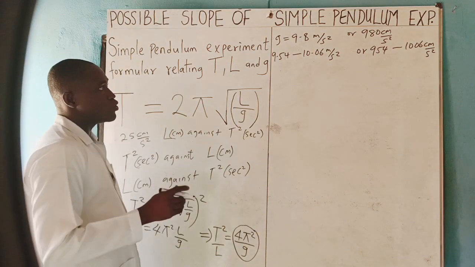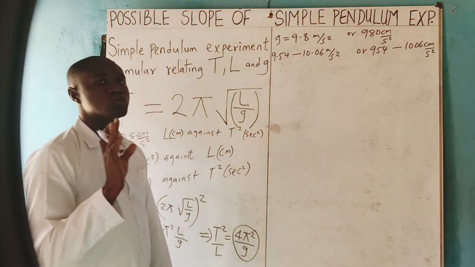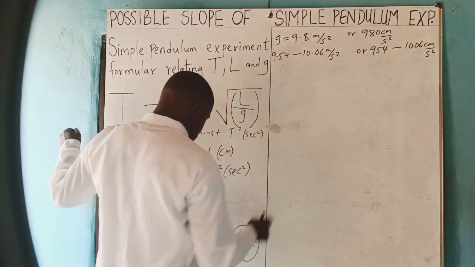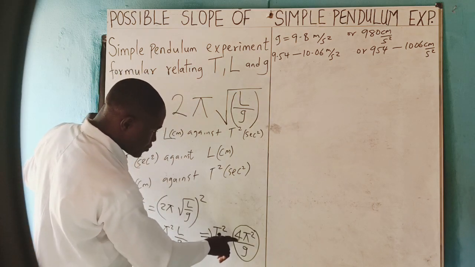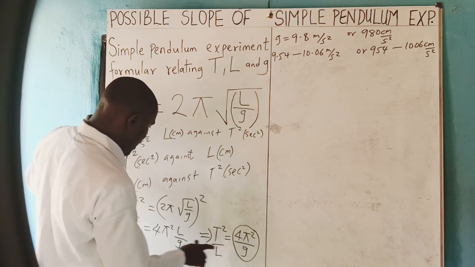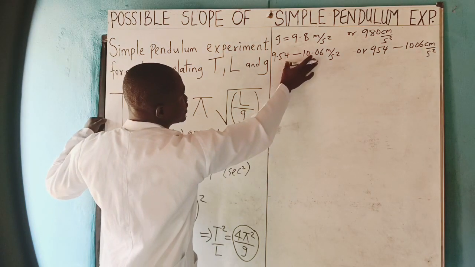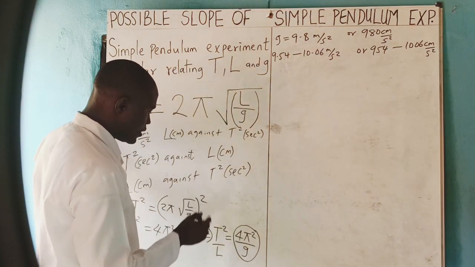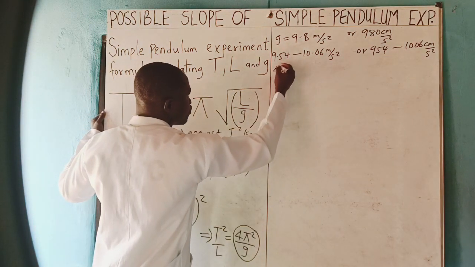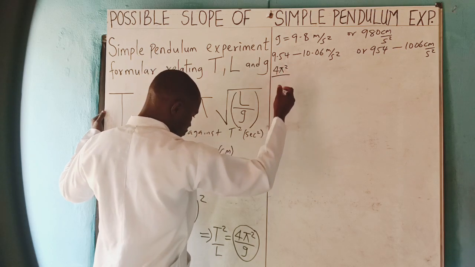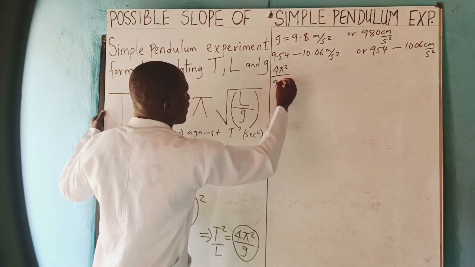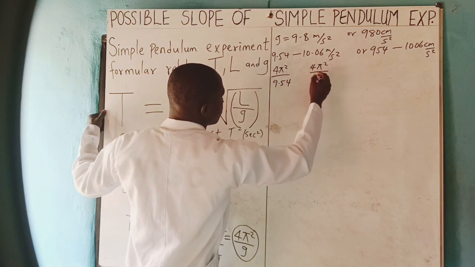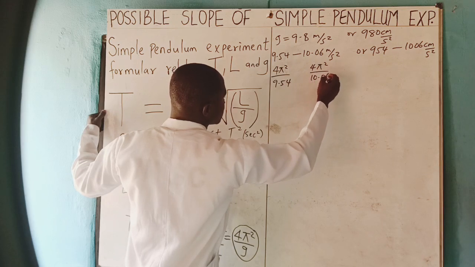So since this is the possible range we should take note of, we have to apply it here. We are talking about 4 pi squared over g. We do it in respect to meter per second squared, and we do it in respect to centimeter per second squared. Okay, let's go. For this one, we have 4 pi squared all over g, where g is 9.54. Whereas for this one, 4 pi squared all over 10.06. Okay?